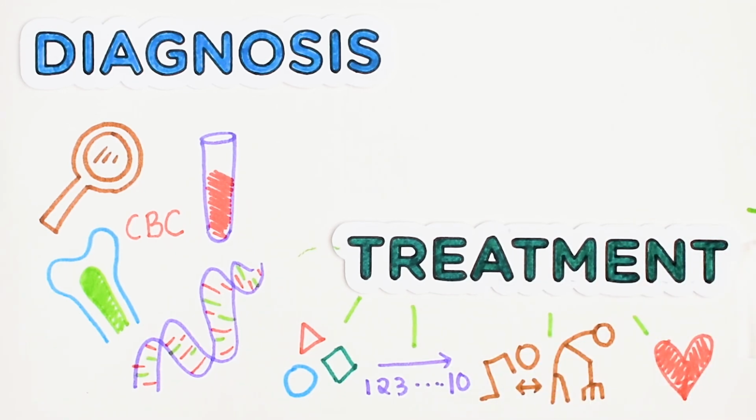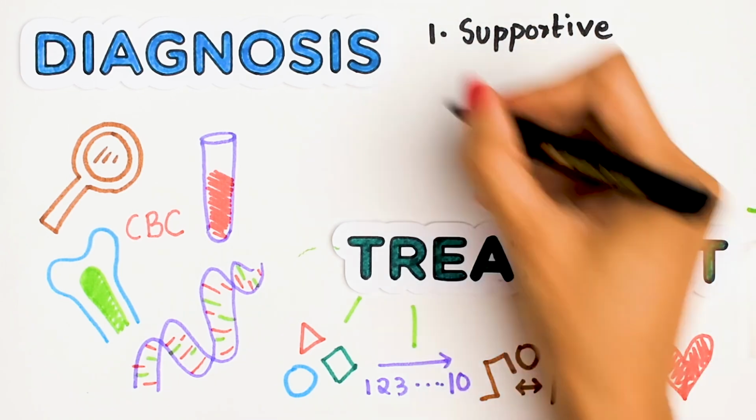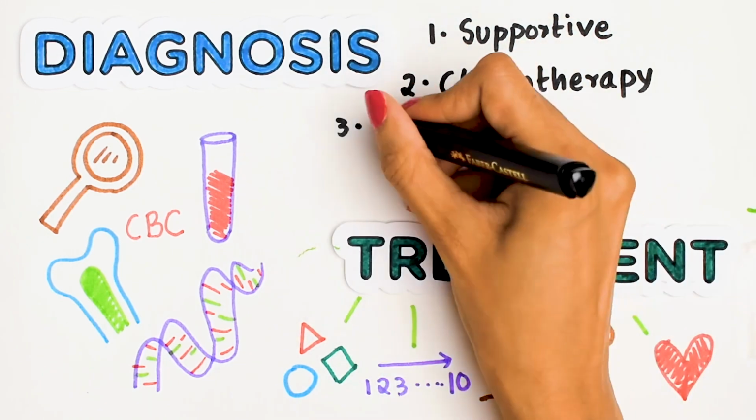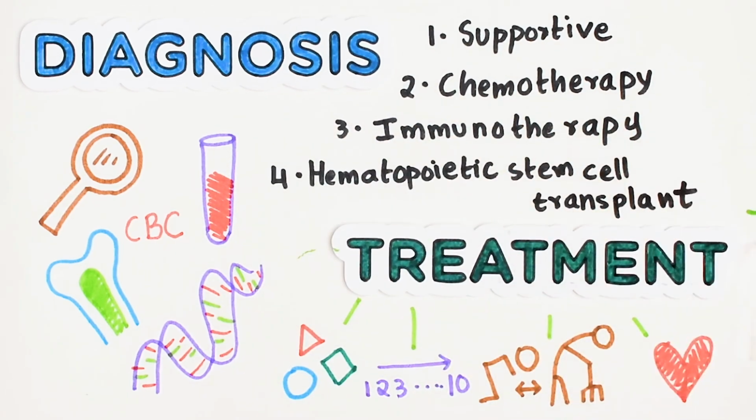However, some common possible treatments might include: 1. Supportive treatment, 2. Chemotherapy, 3. Immunotherapy, and 4. Hematopoietic stem cell transplant.